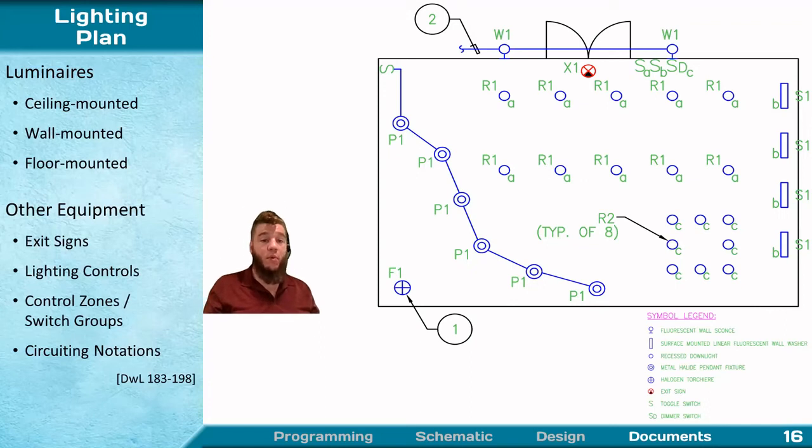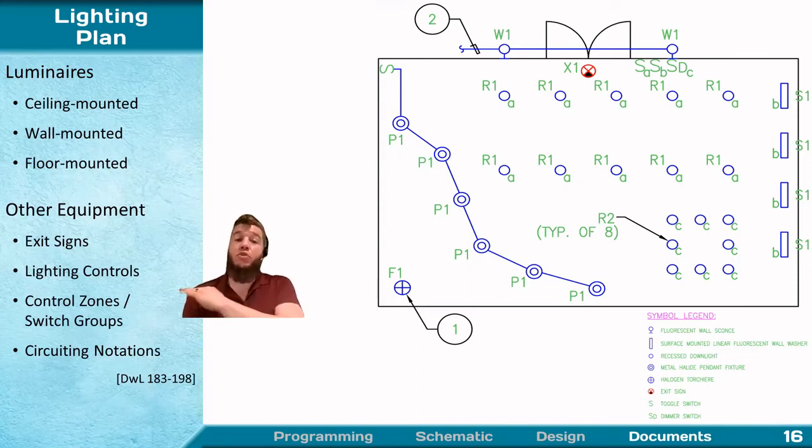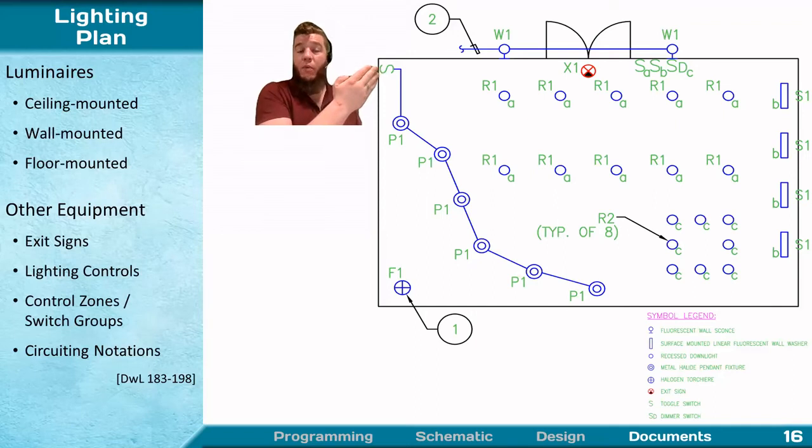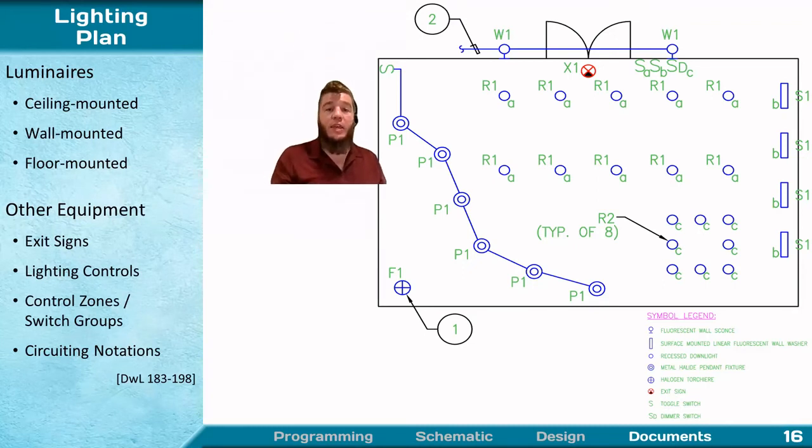Other equipment that's important here in your lighting plan: emergency control devices like exit signs. Your controls go here. So there's a switch right there on the wall. Your controls are going to be placed on the lighting plan as well. And you can see here the P1 designation, that's letting you know what the switching group is.